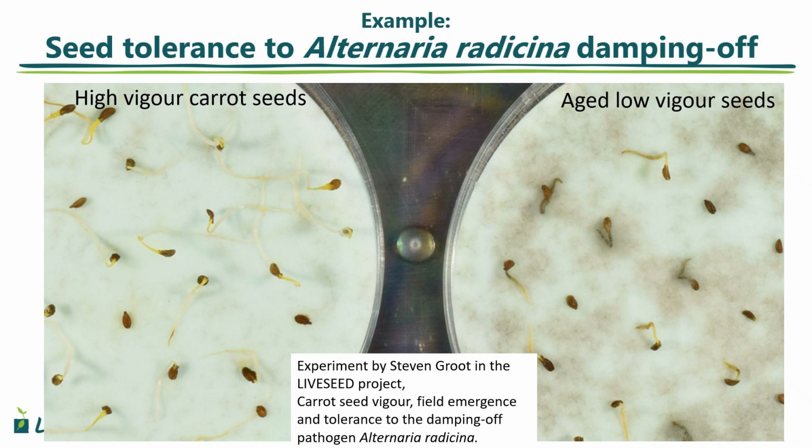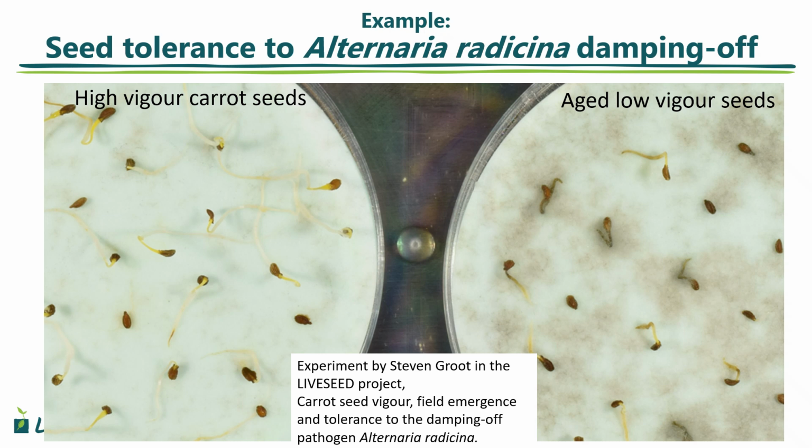The first example is from an experiment that was conducted by Steven Groth at Wageningen University and Research during the Live Seed project to study the effect of seed vigor on Alternaria radicina, which causes damping off of carrot seedlings. Seeds were sprouted in petri dishes and inoculated with the fungal pathogen. In the petri dish on the left, you see the sprouted high vigor seed lot. On the right, you see the same seed lot which had previously been artificially aged to obtain the same seed lot but with a lower vigor.